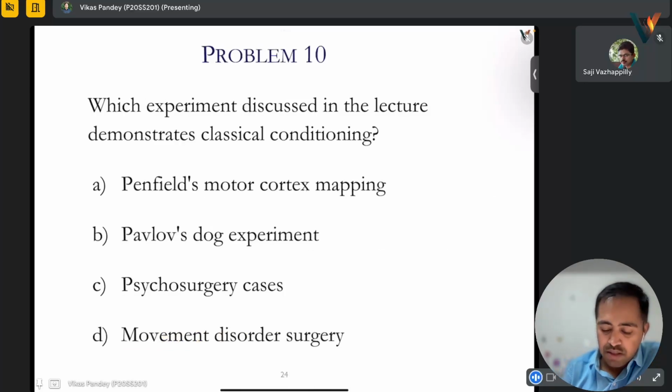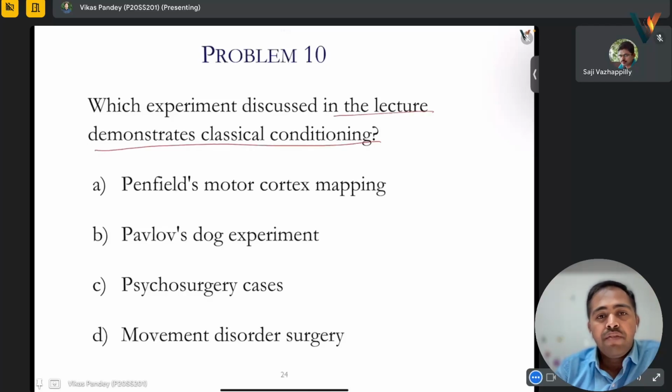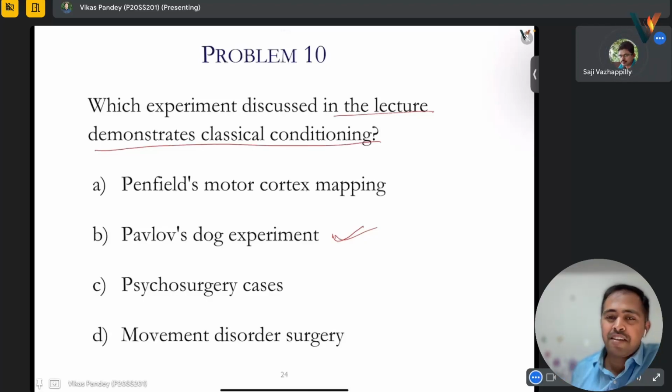Which experiment discussed in the lecture demonstrates classical conditioning? Penfield's motor cortex mapping? Yes, Pavlov's dog experiments. And what was done in this experiment? Do you remember? Actually, they give food. After that, they ring a bell, then give food. Then saliva formation is there. So without food, only the bell also causes saliva formation in the dog. Yes. So it is because of associated memory.